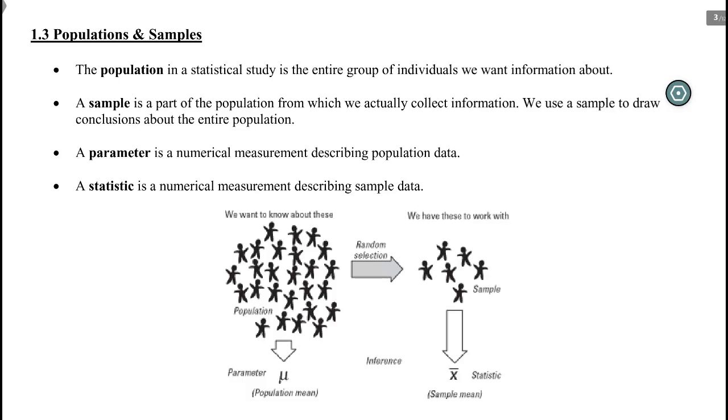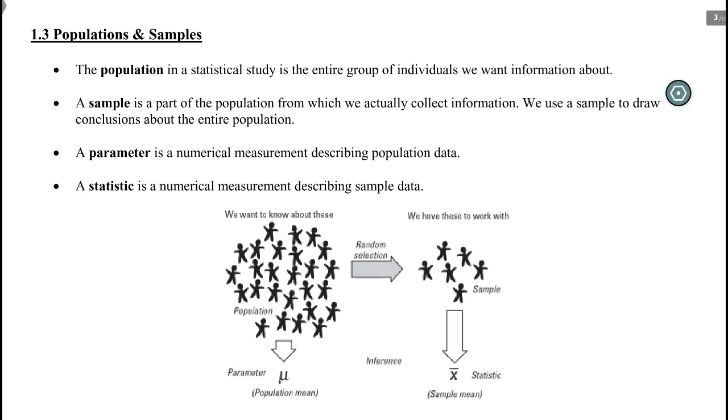So another important set of definitions is what we're going to tackle here in 1.3: population, sample, parameter, and statistics. The population is the group we want to know about. This little drawing is really great. These are all the people we want to know about. A lot of the time it's not possible to get information from everyone we want to know about, so it is more feasible to take a sample. We randomly select people and we create a sample.